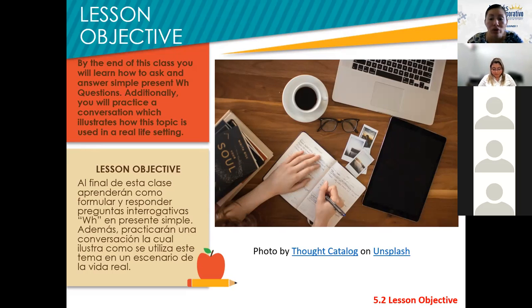So in the 5.2, that's the second point in section number 5. And it says, by the end of this class, you will learn.